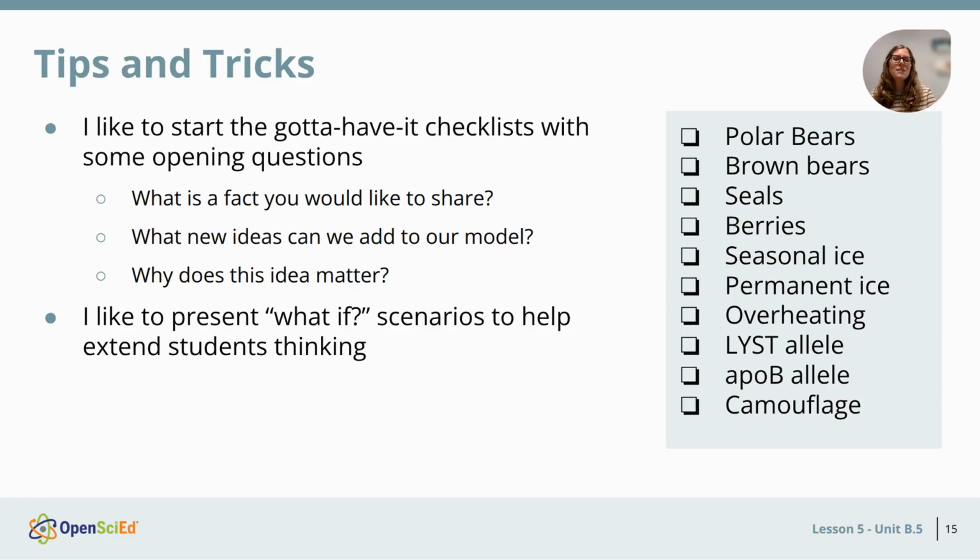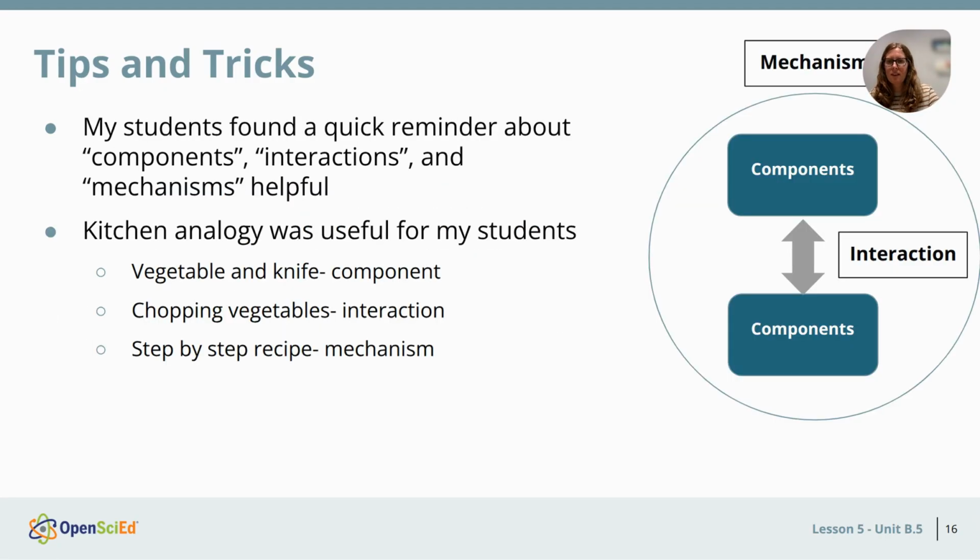And you can see there's an example of an opening checklist that a lot of my classes will complete. So we've just got, this is what we have figured out. Here's our facts or our pieces of knowledge. We got these different bears, seals, berries, the different types of ice. We've got bears overheating. We've got the different alleles. We've got advantages that they might have. All of this would go on our initial list.